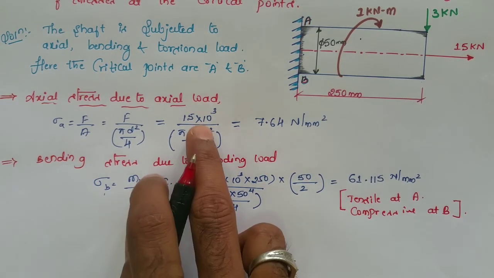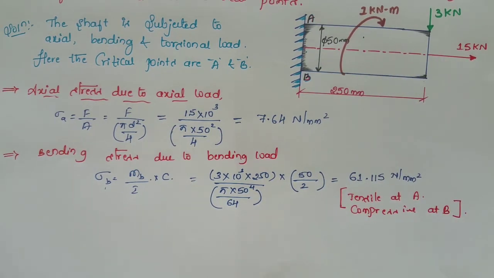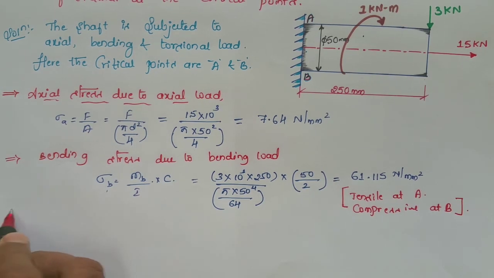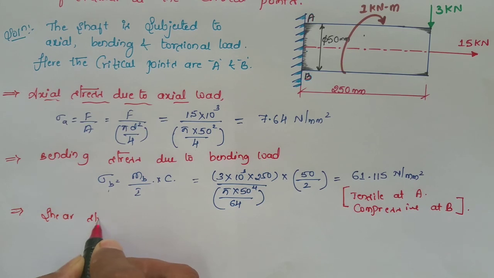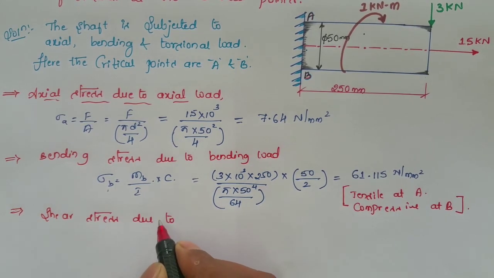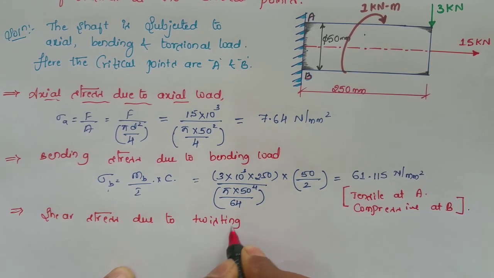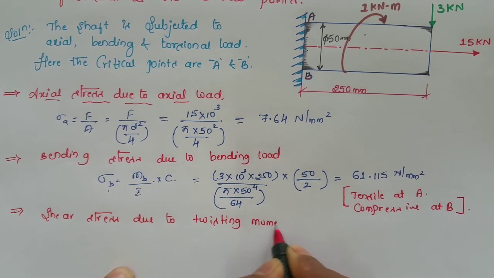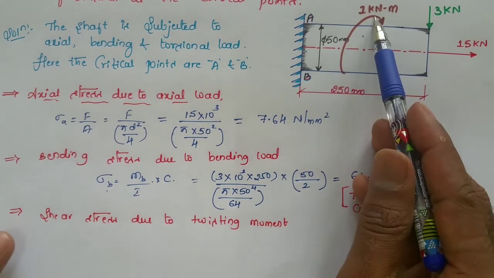Now this is our axial stress and the bending stress. Now because of the twisting moment, which is given as 1 kilonewton meter, we will find out the shear stress here. Shear stress due to the twisting moment which is given. So he has given a twisting moment of 1 kilonewton meter.